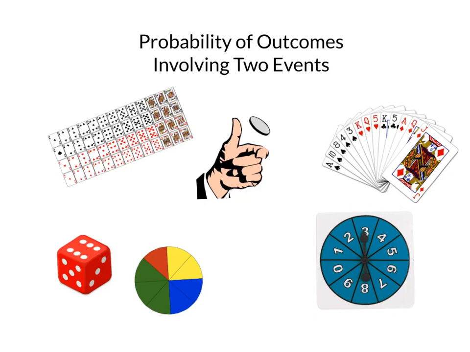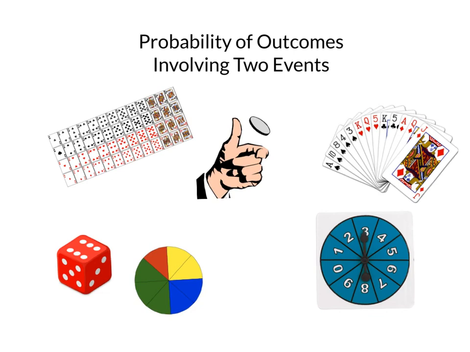Here we're going to look at the probability of outcomes involving two events. Now the events can be either the same or different. For example, if we were selecting a card randomly from a deck of cards or rolling a dice, what is the probability of getting a king from the deck of cards and getting a 6 when we roll the dice? Or we might want to know the probability of getting two tails when two coins are tossed.